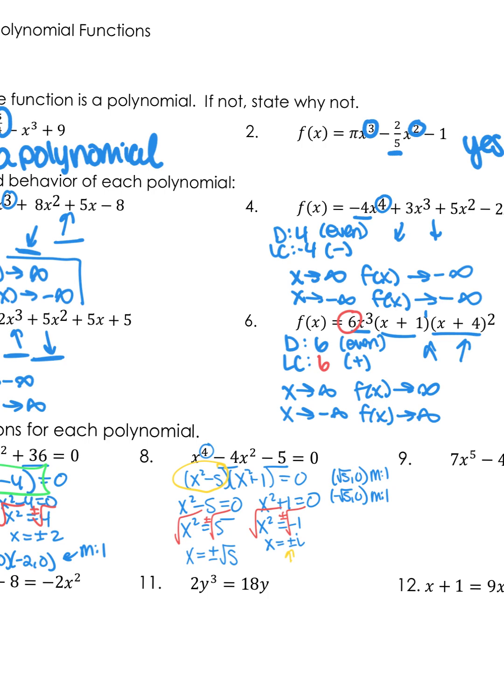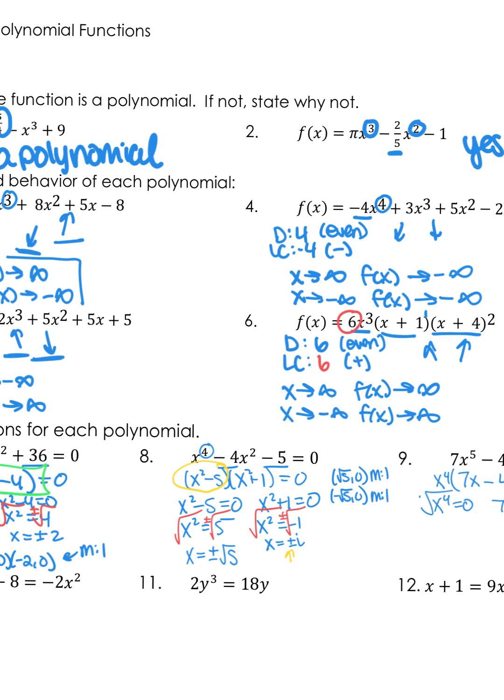All right, for number 9, it's already equal to 0. We have 2 terms here, so first look for your GCF. So here we have an x to the 4th that we can factor out. That'll leave us with 7x minus 4. That's all the factoring that we can do, so now we'll take each factor and set it equal to 0.